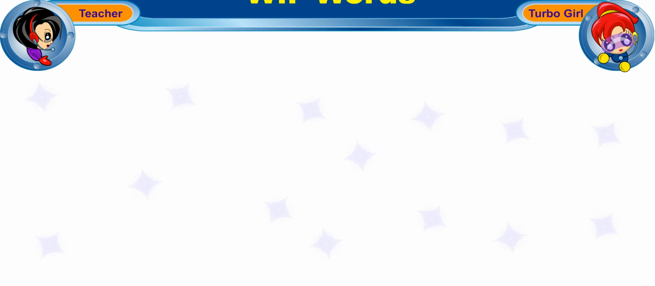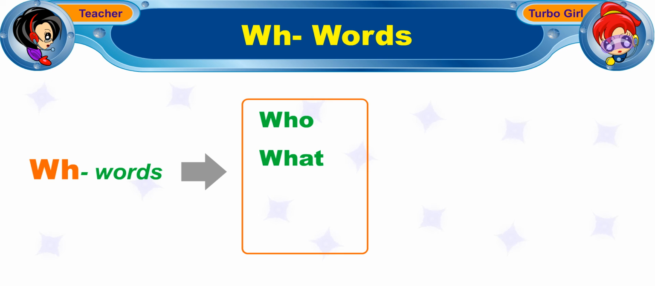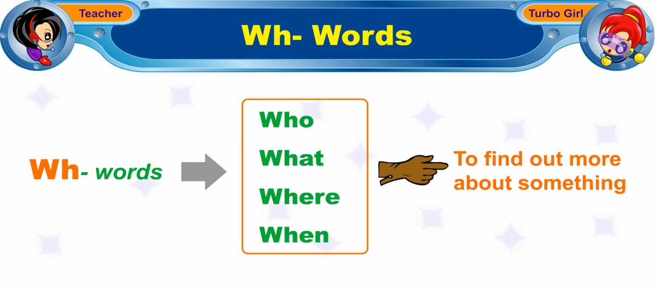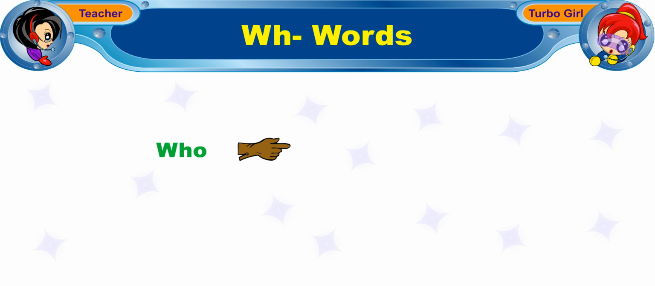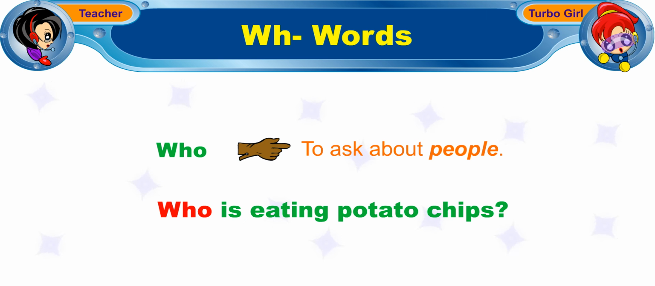Now, Turbo Girl, what have you learned in today's lesson? We learned 4 types of WH words, and they are who, what, where, and when. We use WH words at the beginning of a WH question to find out more about something. We usually use who to ask about people. For example, who is eating potato chips?